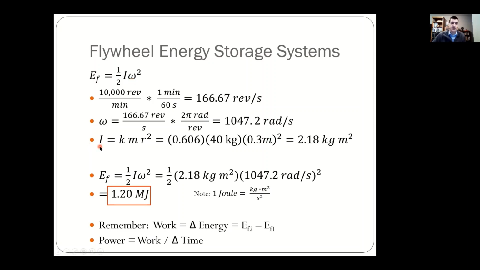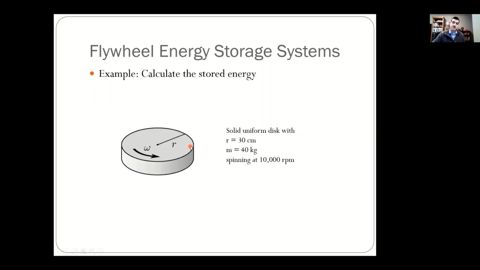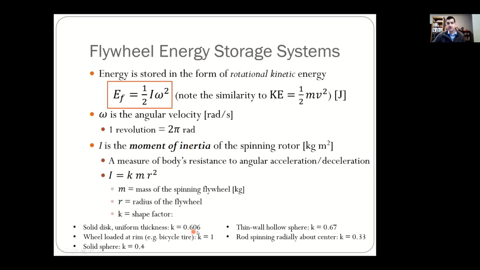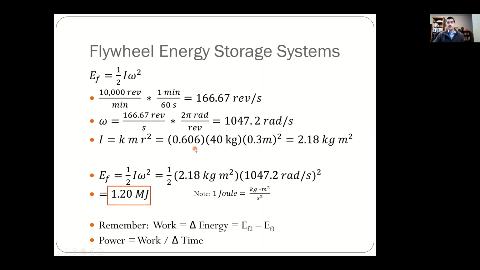To get the moment of inertia, we have our equation for moment of inertia, K m r squared. K is the shape factor, and if I go back, the shape factor for a solid uniform disk was 0.606. So that's where that comes from. Our mass was 40 kilograms, and our radius is 0.3 meters, and you have to square it. So be careful how you do this. Don't take that and then square that. No, take this, square it, and then take that result times that and that. Remember your order of operations.